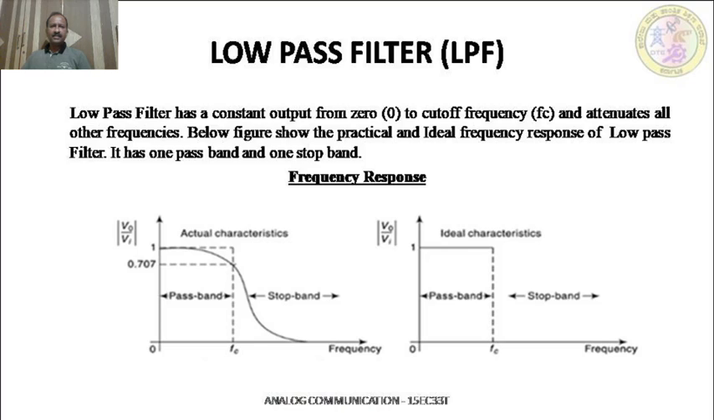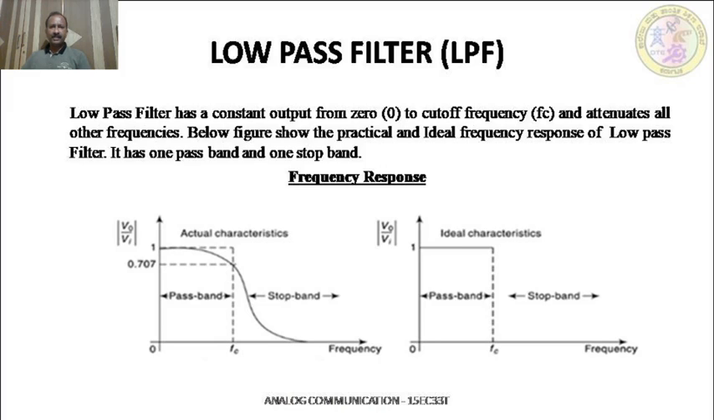Now see here, these two graphs: one is going to indicate the practical or actual characteristic, and another one the ideal characteristic. In the practical characteristic, the filter output from frequency 0 to FC is almost constant. As the frequency increases up to FC, you are going to get almost constant output. As the frequency increases gradually, the output decreases. This is a property of the frequency response in the case of a low pass filter.